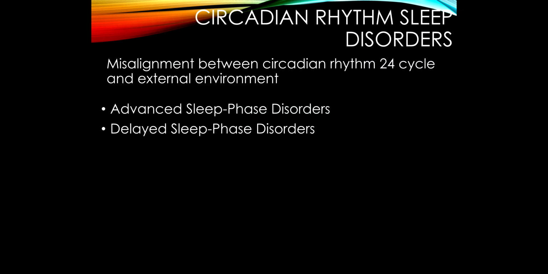And then finally, we have the circadian rhythm sleep disorders, where we have a misalignment between the circadian rhythm 24-hour cycle and what's going on in the external environment. And so two of these, the advanced sleep phase disorder, is something that we see usually in the elderly, where now they're needing to go to bed at a socially not appropriate time. They're exhausted at 7 o'clock in the evening and they have to sleep. And then they're waking up at 2 in the morning. So this is kind of a spectrum. I mean, in general, as people get older, they prefer to go to bed earlier.